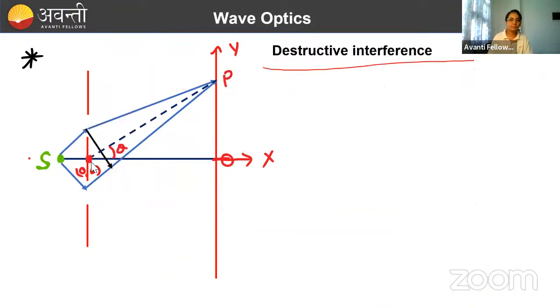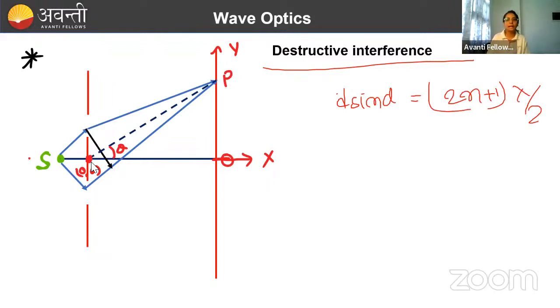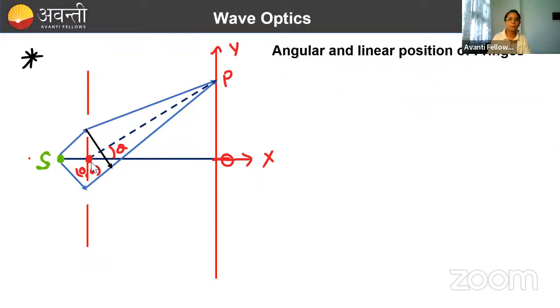So what will be the condition for destructive interference? Again, d sine theta will be the same, and if that equals 2n plus 1 lambda by 2, that will give us dark spots. For n equal to 0, we will get the first minima, and for n equal to 1, we will get the second minima. Here also you can calculate the angular position of minima and how many minima you will be getting, using the same logic that I have discussed before.